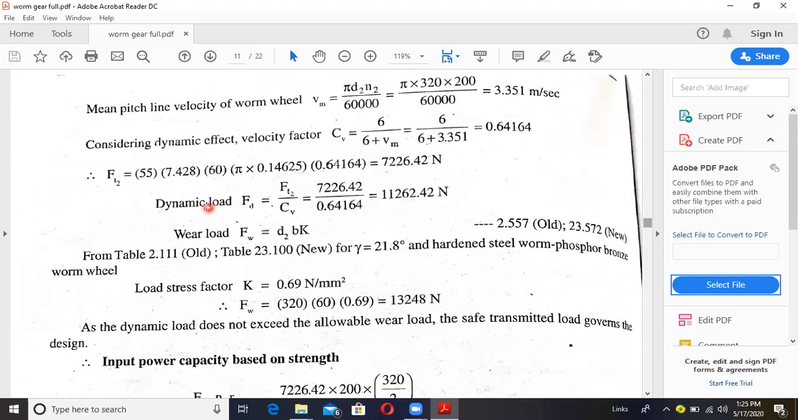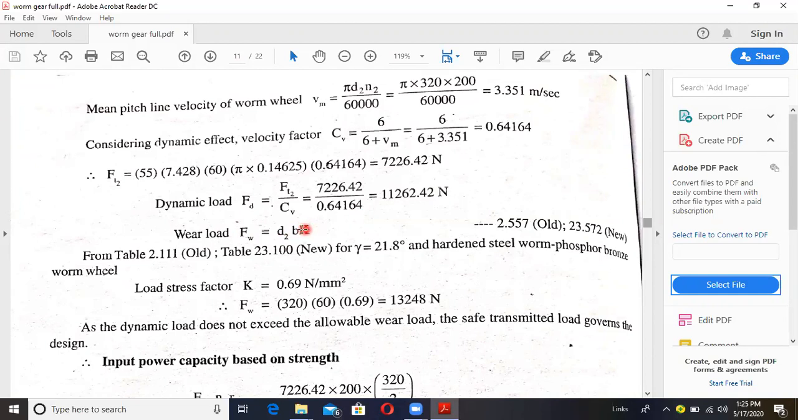Next, we are going to calculate dynamic load. Dynamic load is equal to FT2 by CV. So FT2 we will calculate here, substitute. CV we previously calculated, substitute that one. Then we will get the dynamic load. Next, we are going to calculate the wear load. FW is equal to D2 B into K. Here D2 you have calculated, B you know, only unknown is K.